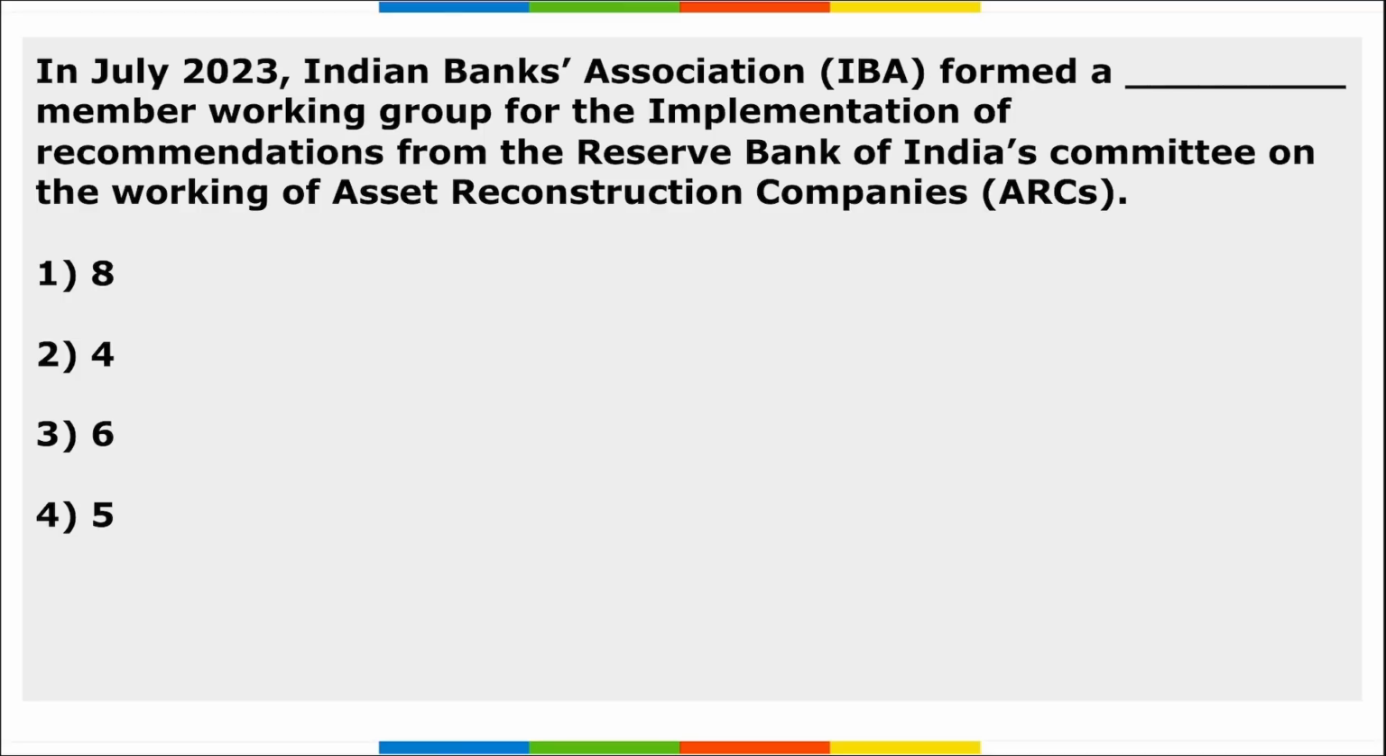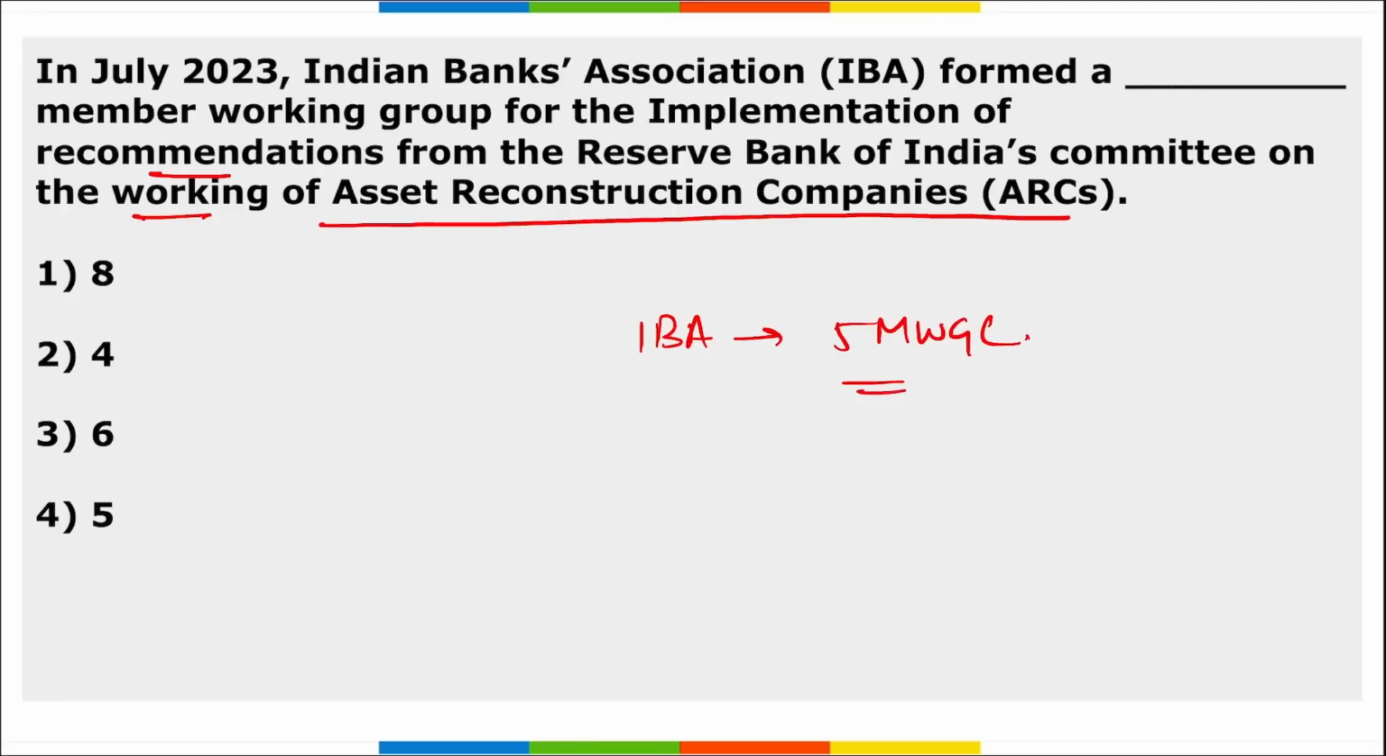Next, in July, the Indian Banks Association formed a dash-member working group for the implementation of recommendations from the Reserve Bank of India's Committee on the Working of Asset Reconstruction Companies. So remember, recently the Indian Banks Association, that is IBA, formed a 5-member working group committee for the implementation of the recommendations from RBI's Committee on the Working of Asset Reconstruction Companies. So a 5-member committee was set up here, right?